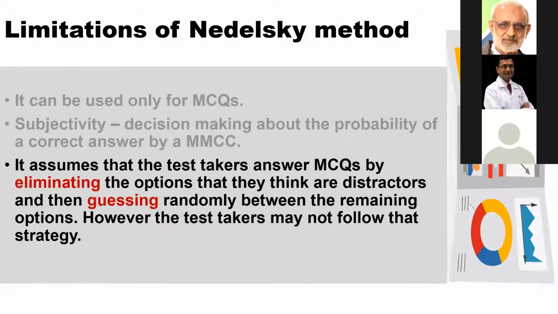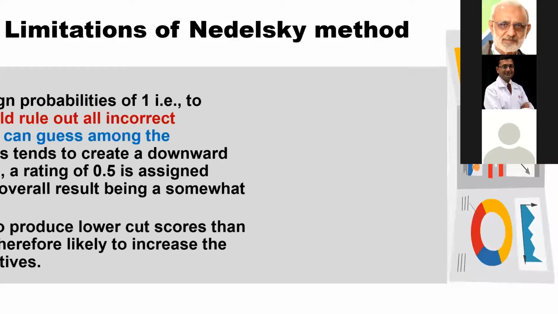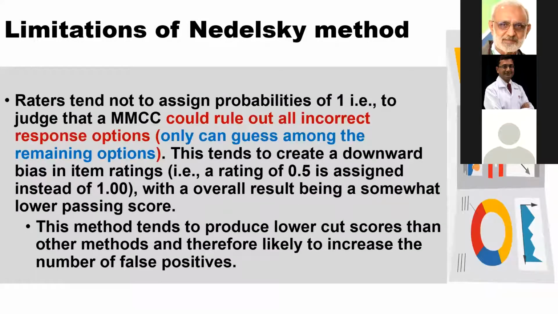It assumes that the test takers answer MCQs by first eliminating the options or distractors that they think are incorrect, before guessing randomly the right answer. However, the test takers may not follow that strategy. Raters tend not to assign probabilities of 1, that is, to judge that a minimally competent candidate could rule out all incorrect options. It is assumed that they can only guess among the remaining options.